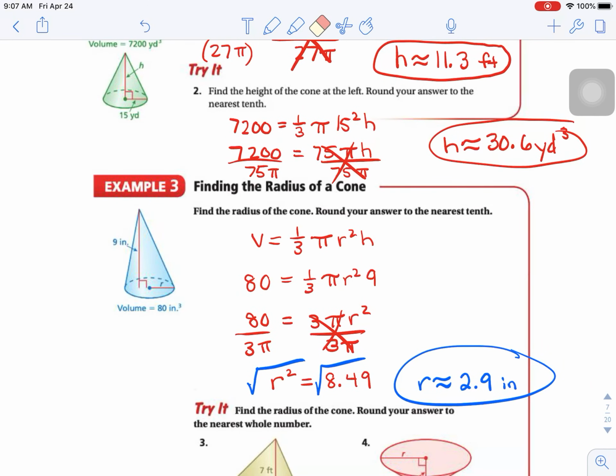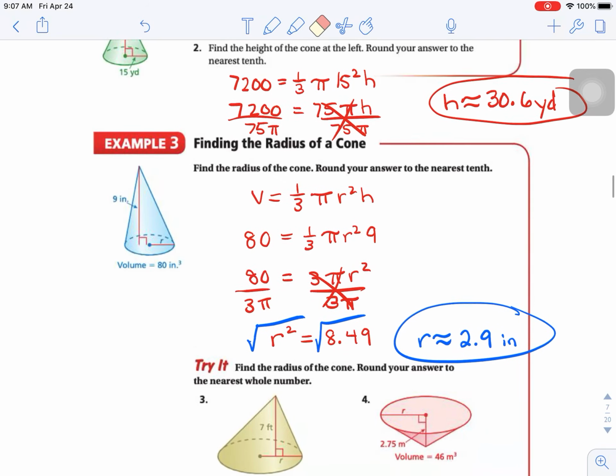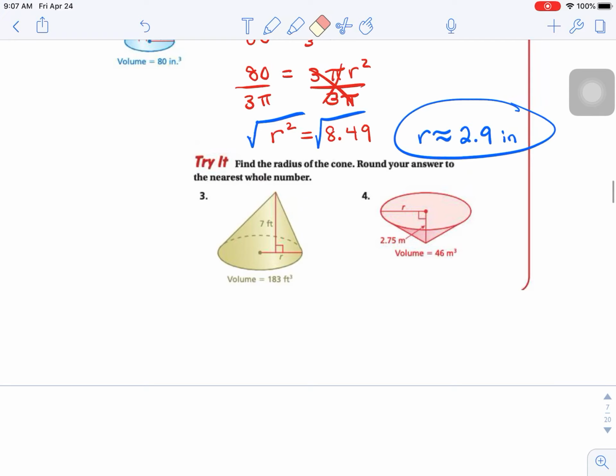Oh, up here I wrote height cubed. I was just thinking about that. Height shouldn't be cubed. Height should just be whatever the units were.